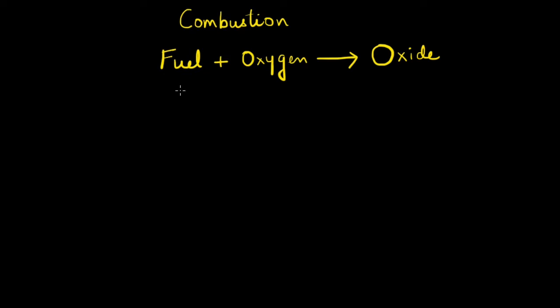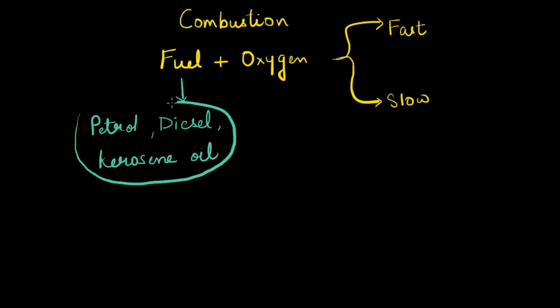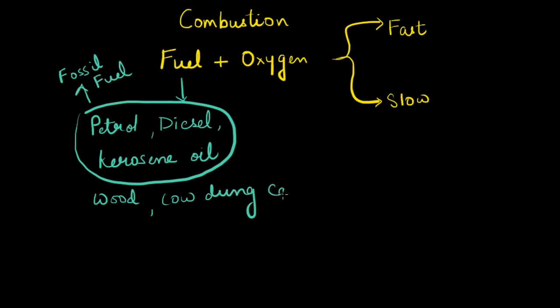Most people think that during combustion a fire breaks out, but that is not always true. To understand that, let's first understand combustion. Combustion can be of two types, fast or slow. As fuel we can use petrol, diesel, kerosene oil. These are also called fossil fuels. Besides these we can also use wood, cow dung cakes, etc.